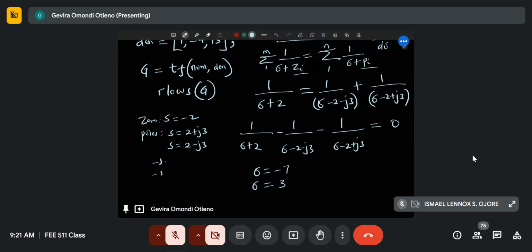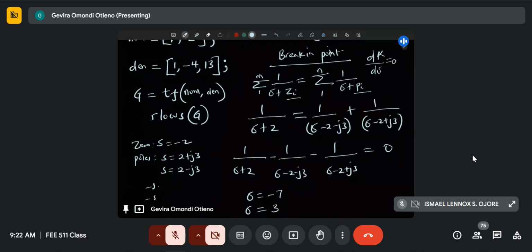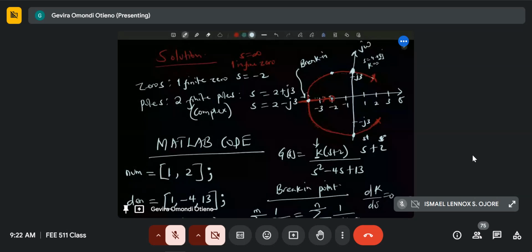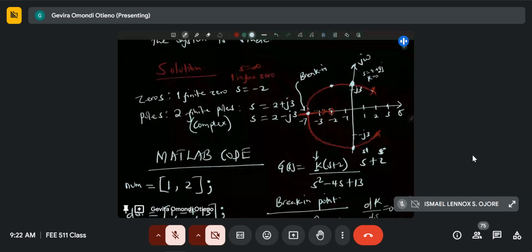Good. Because I have obtained sigma as -7 and 3, I'm looking for the break-in point. That's why sketching the root locus is very important. It's the first thing you do. So I go back, because I have -7 and I have 3. Which one is correct? I come back and see there's sigma as -7. The other one, is it -3 or 3? Yes, it's 3. So sigma cannot be 3, because at 3 it's not the break-in point. The break-in point is on the left half, so it's the negative sign.